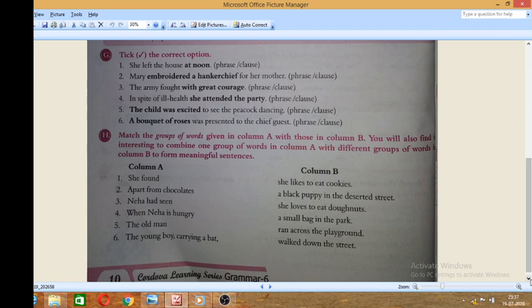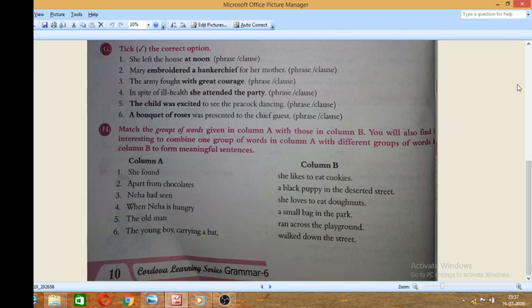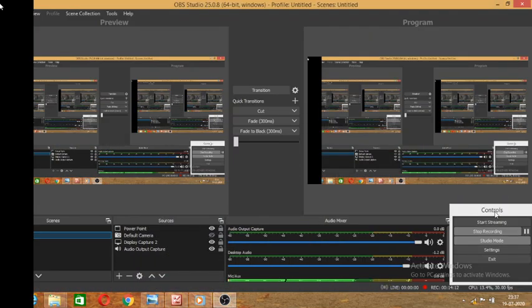So we have completed the chapter on sentences. Clear? If you have any doubt regarding this chapter, you can ask me. You can clear your doubt during the doubt clearing session. Okay, thank you.